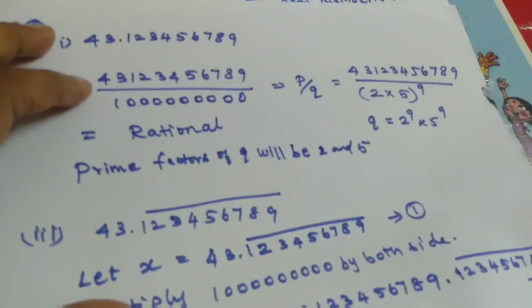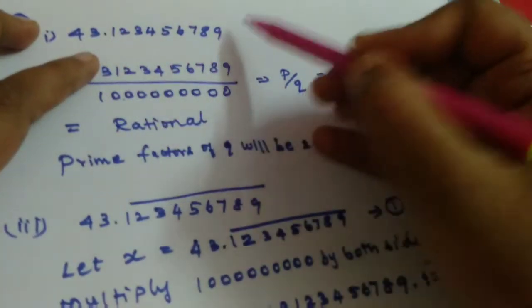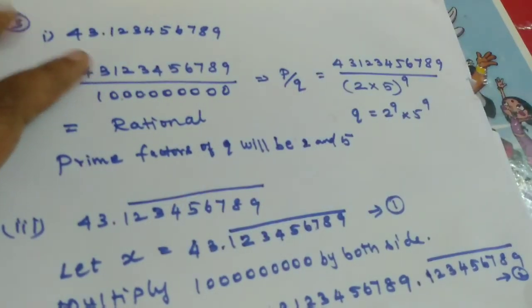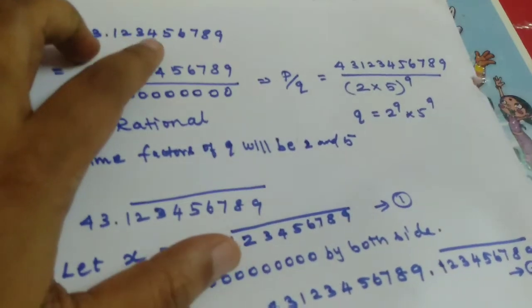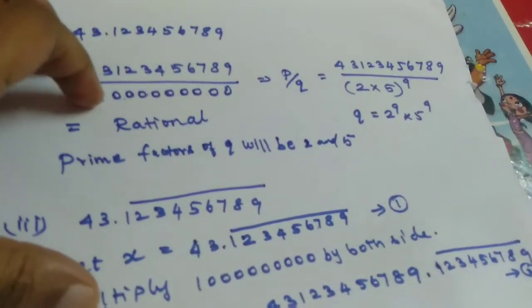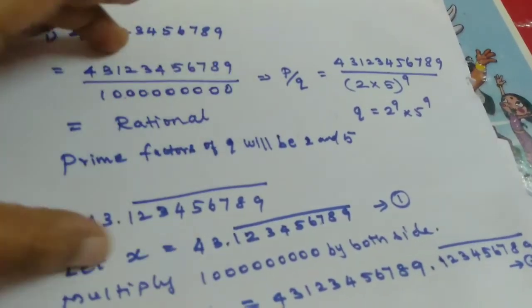43.1234578, so how to write this? After the point, how many numbers are there? That many zeros we should add. So 1, 2, 3, 4, 5, 6, 7, 8, 9. So 1 with 9 zeros. So this is in P by Q format.